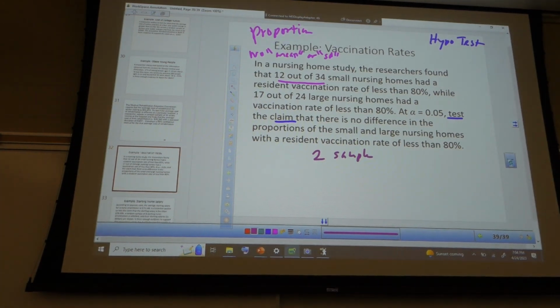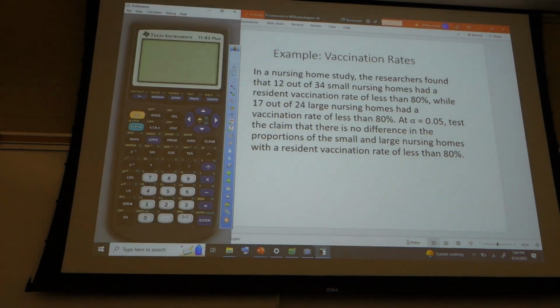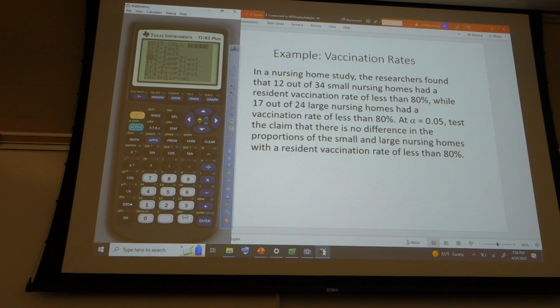Okay, let's take a look. So I'm doing a 2 sample test. There's 2 samples, two proportions. So stat, test, 2 proportions, so 2-PropZTest. And my x is 12 out of 34, and the other is 17 out of 24. And what was the claim? The claim was that there's no difference, so not equal to. Everybody okay with that part?